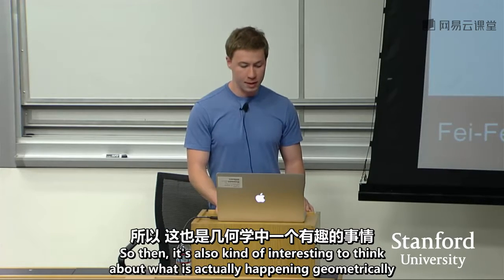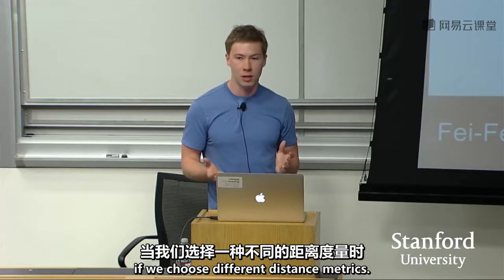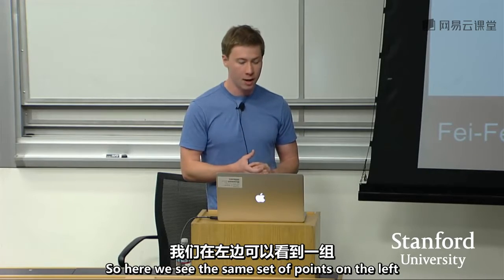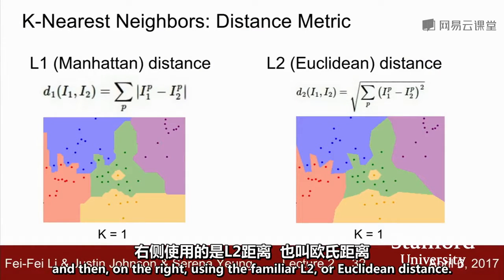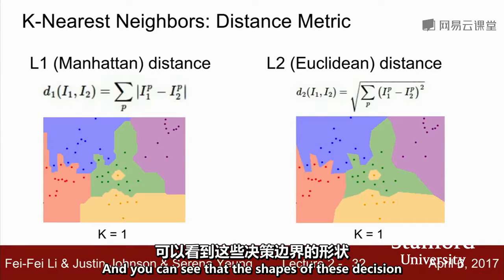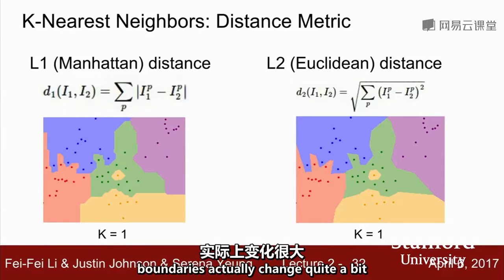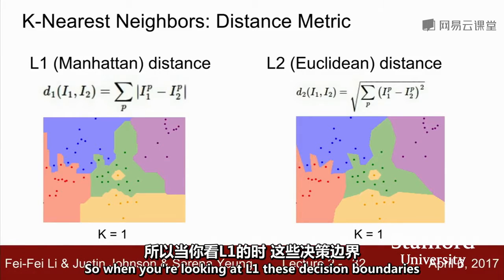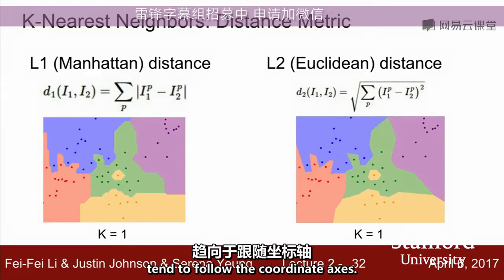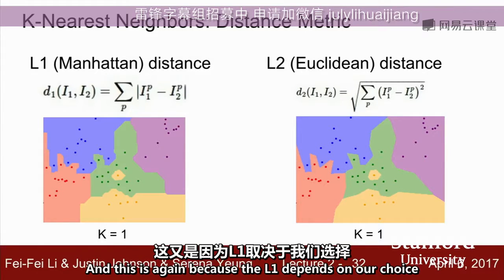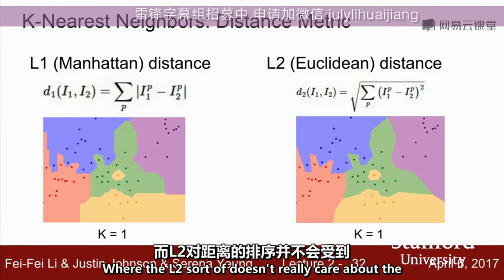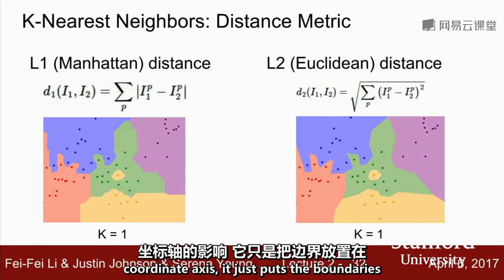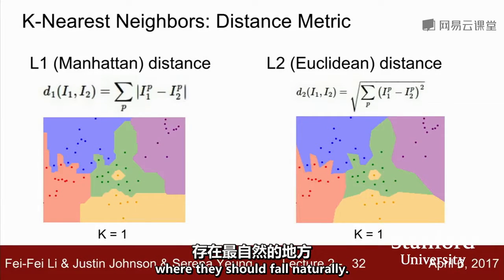So then it's also interesting to think about what is actually happening geometrically if we choose different distance metrics. Here we see the same set of points on the left using the L1 or Manhattan distance, and then on the right using the familiar L2 or Euclidean distance. And you can see that the shapes of these decision boundaries change quite a bit between the two metrics. When you're looking at L1, these decision boundaries tend to follow the coordinate axes. This is, again, because L1 depends on our choice of coordinate system, whereas L2 doesn't really care about the coordinate axes. It just puts the boundaries where they should fall naturally.